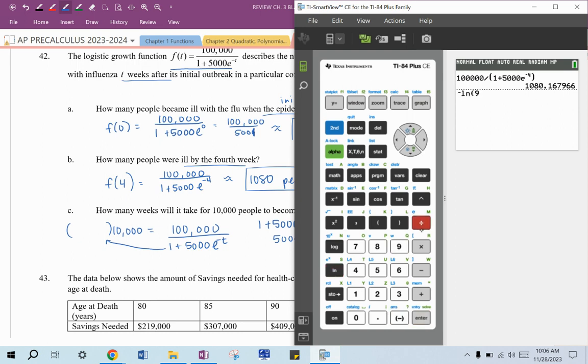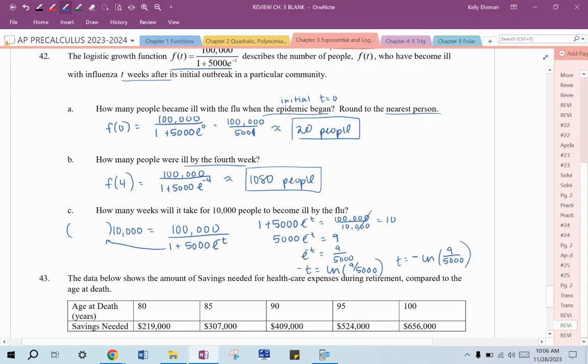Negative natural log of 9 over 5,000 is, this is how many weeks, so we'll keep the decimals, 6.320. 6.320 weeks.